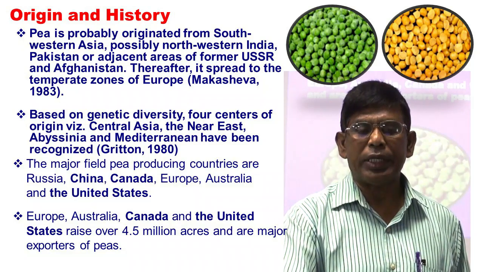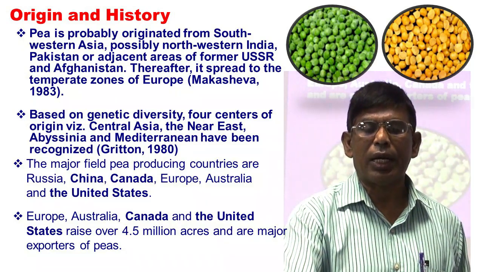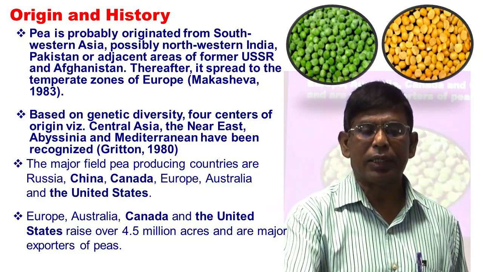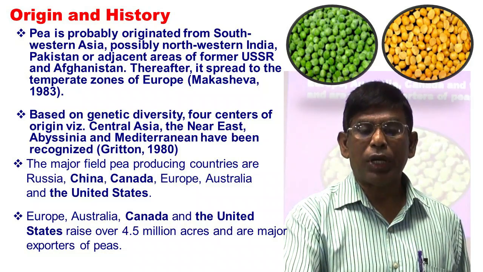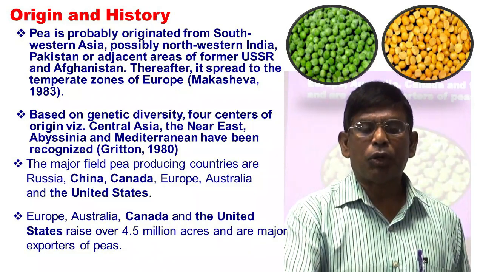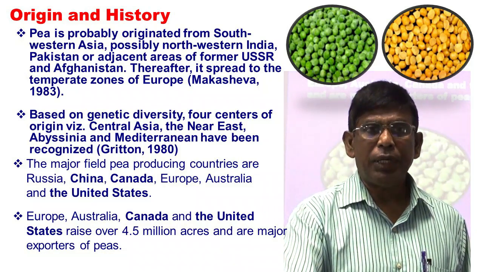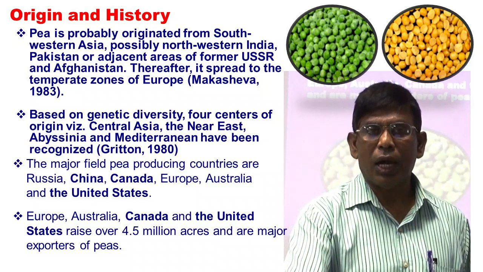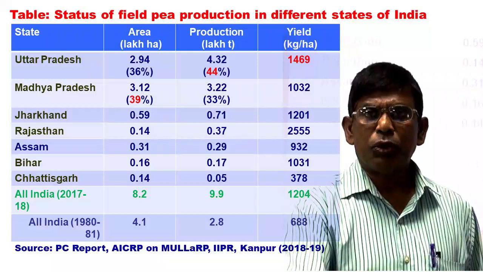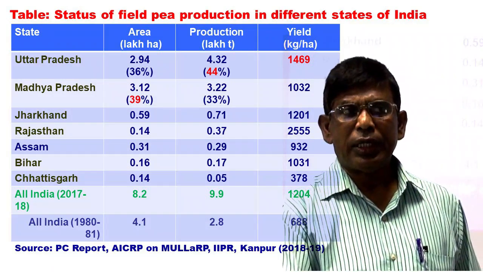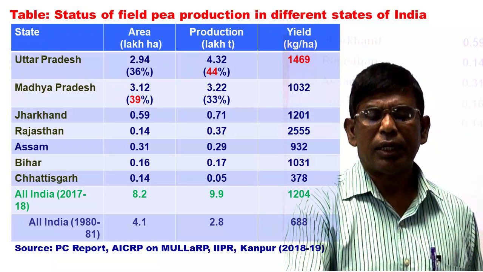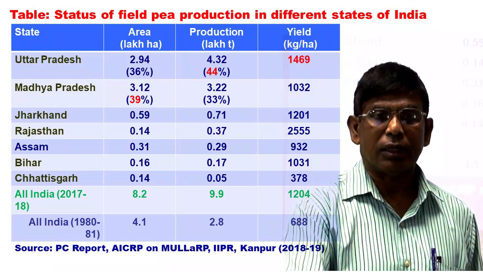The last 4 countries, Europe, Australia, Canada and the United States, raise over 4.5 million acres, and they are the major exporters of field peas. The left photograph is garden pea and the second one is processed dal from field pea. It is also distributed in India, in states such as Uttar Pradesh, Madhya Pradesh, Jharkhand, Rajasthan, Bihar and Chhattisgarh.